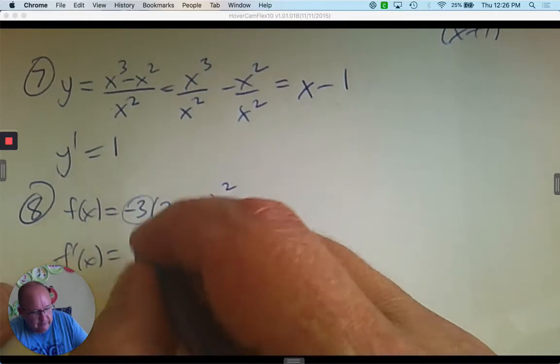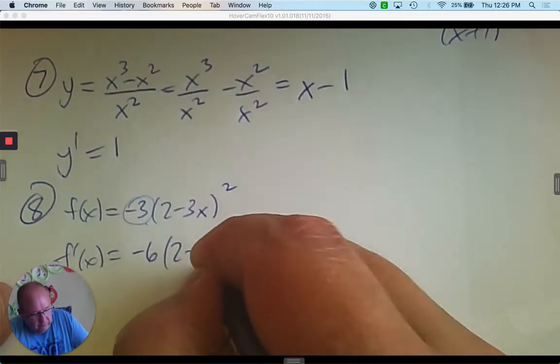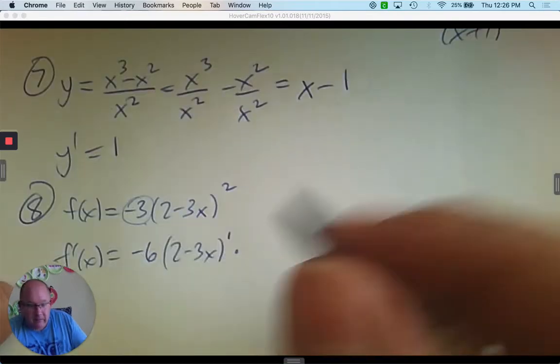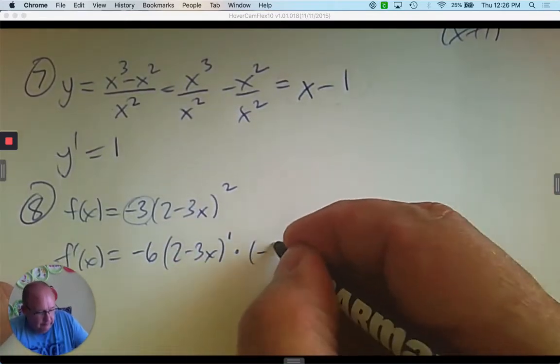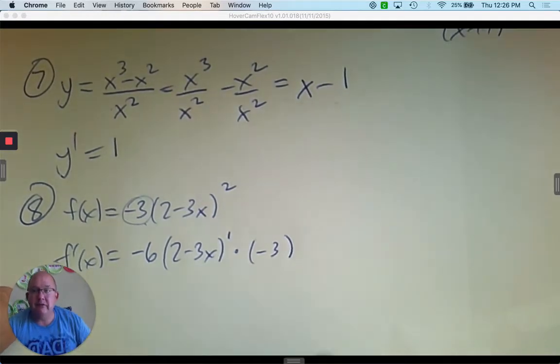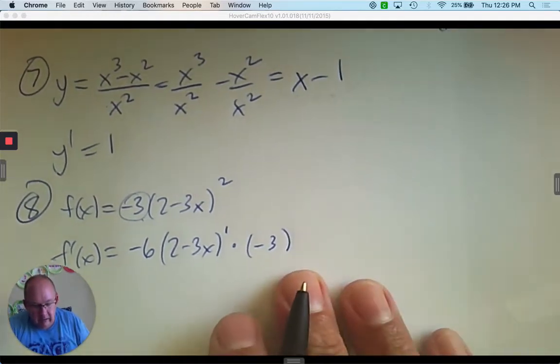So 2 times negative 3, subtract 1 to the exponent. I don't need it, but you can put it there. And then what's the derivative of the base? So the derivative of 2 is 0, and of negative 3x is negative 3. Done. All right, number 9.